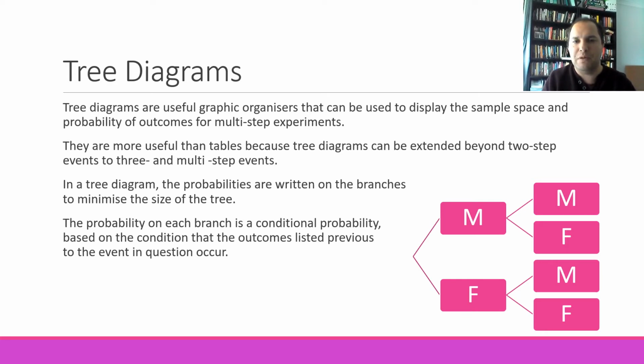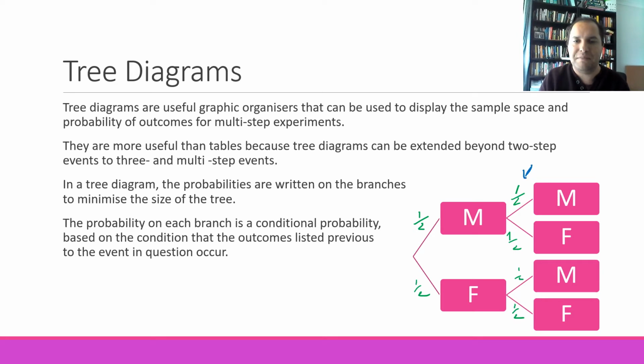Now, in a tree diagram, we usually write the probabilities on each branch to minimize the size of the tree. So, for example, let's say we're talking about this probability here. We might write the probability on each arm of our branch, and that will help us with our calculations. It also makes it a bit easier to draw when we're just drawing the outcomes and putting their probabilities on the arms.